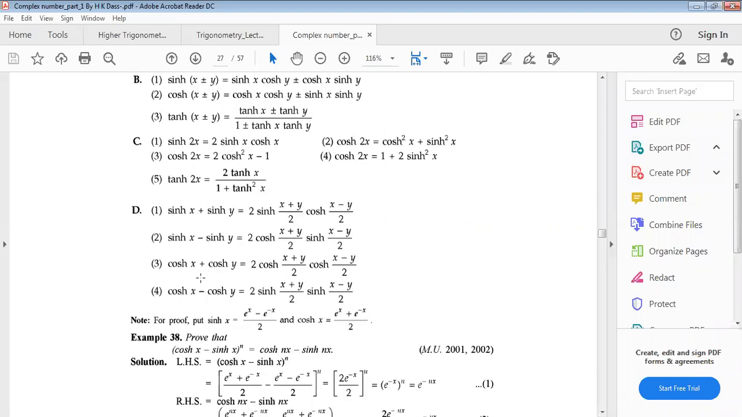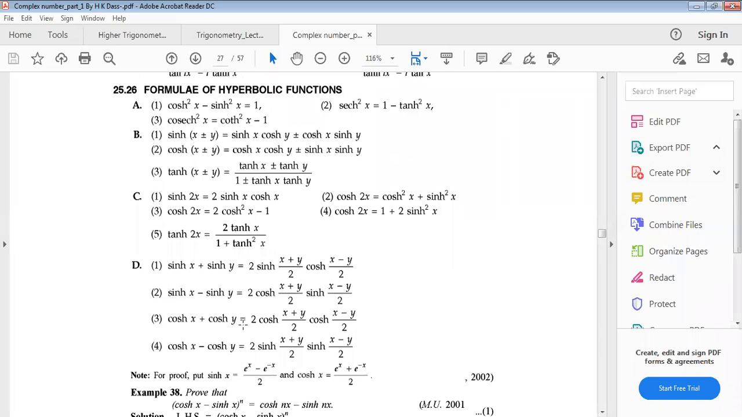Similar process, sin hyperbolic x equals to e to the power x minus e to the power minus x, and cos hyperbolic x equals to e to the power x plus e to the power minus x. But imaginary number i will be absent in hyperbolic function.